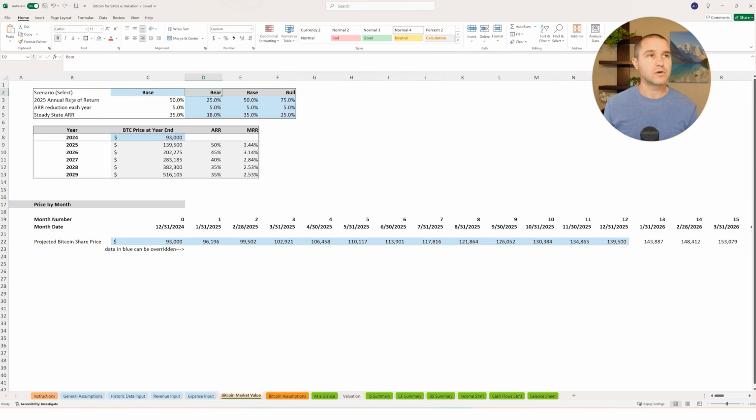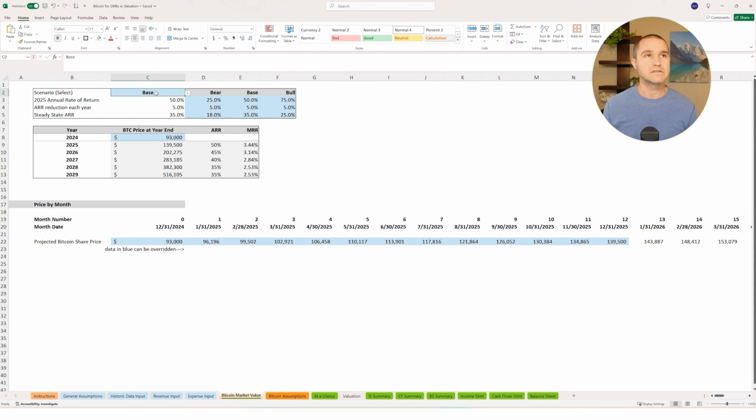So we're saying, what do we think the annual rate of return is going to be in 2025 here, based on the bear case, base case, and bull case. And then we have this idea of an ARR, or annual rate of return reduction each year. So this is just saying, hey, it's going to go down. The rate of return is going to go down by whatever percentage you put in here. So down by 5% per year until you reach a steady state ARR.